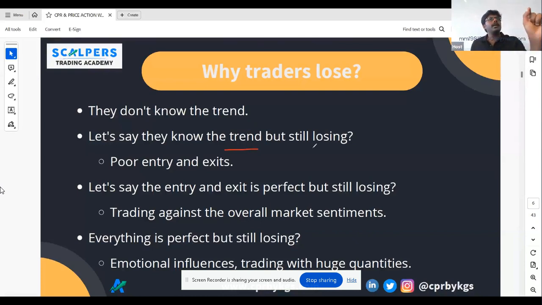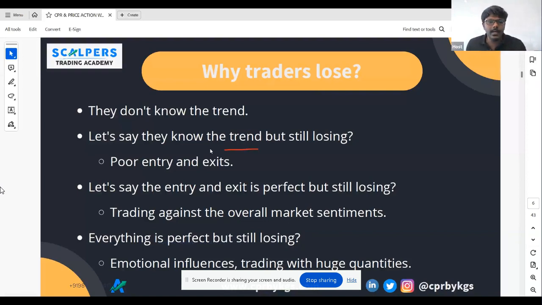Because of poor entry and exit. You know the market is bullish, but you buy at an expensive price. By the time the market comes to the fair price, you will be in a bigger loss. Yes or no? This is what happens to everybody. So far, you would have been experiencing this in the live market. So now you know the fair price. You have to buy at the 20 and 50 SMA.